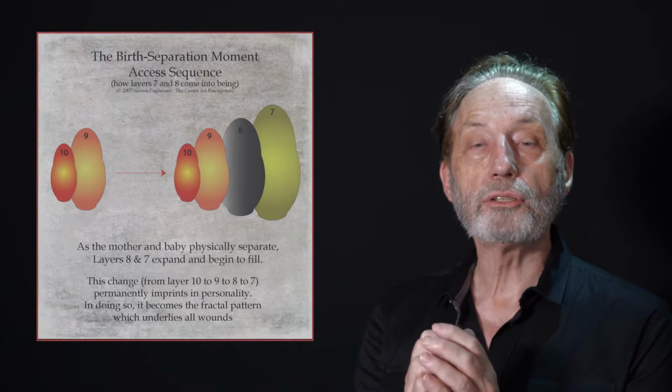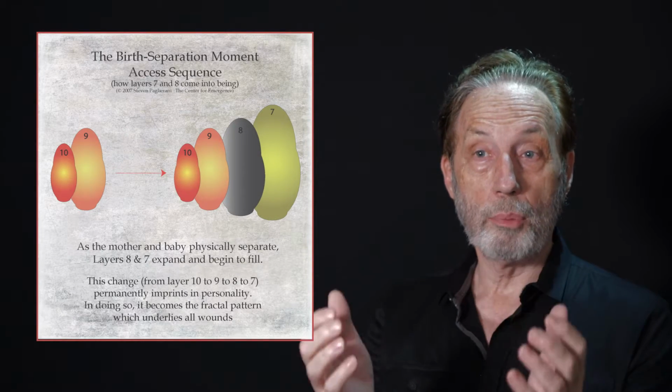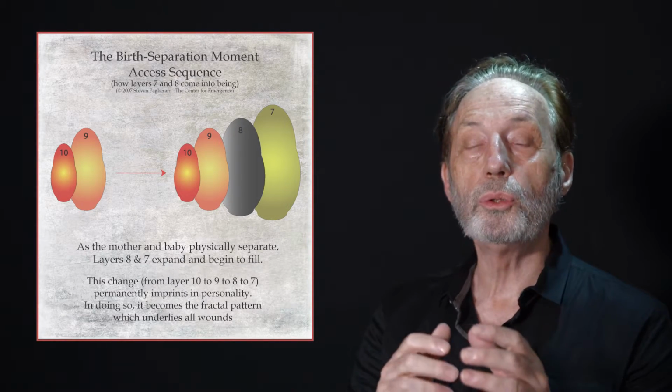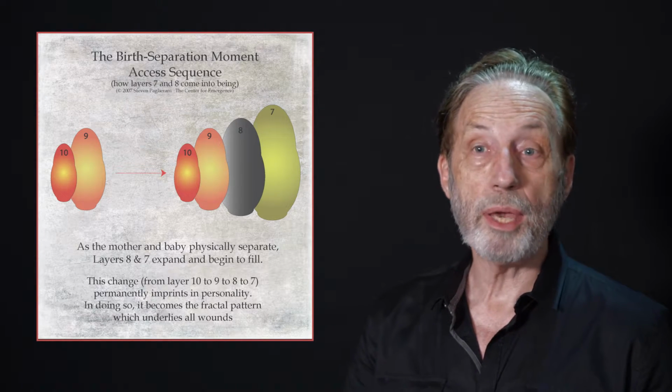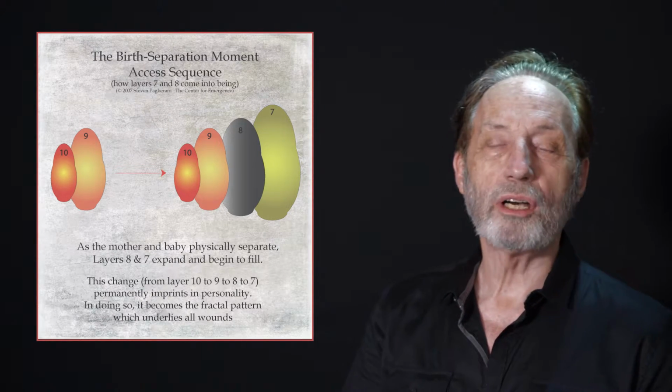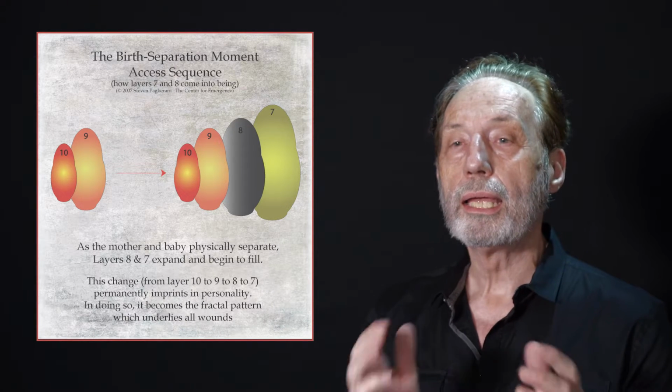So now we have 10, 9, 8, 7. We have connections to all. We are a part of the universe. We have connections to beings, each other. But it can also be beings like a teddy bear or a sense of connecting to a flower.